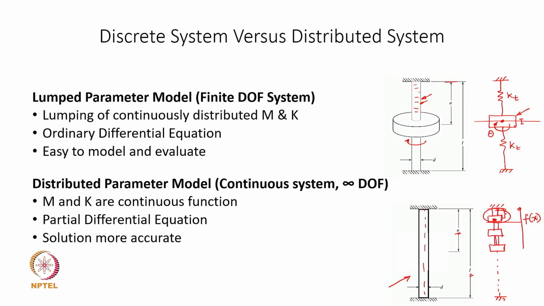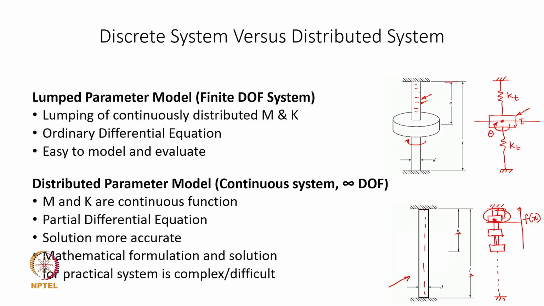The flip side of it is that the mathematical formulation and solution for a practical system is complex, many times extremely difficult. Sometimes the continua may not be so simple, like a constant cross section bar or a beam, and the moment it deviates from standard geometry, formulating the governing equation of motion can be tough, and the solution is even tougher. Getting the solution becomes challenging, if not impossible.